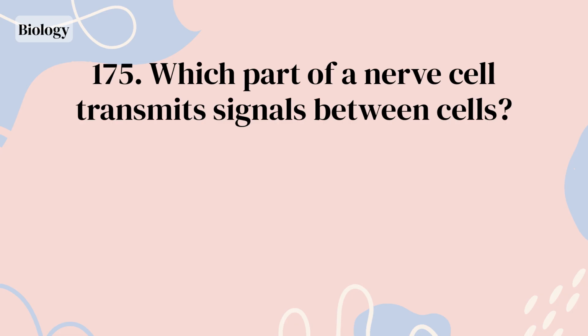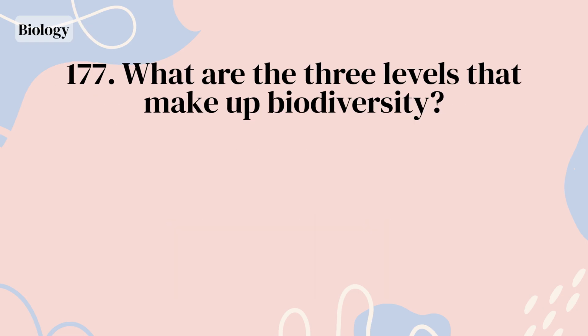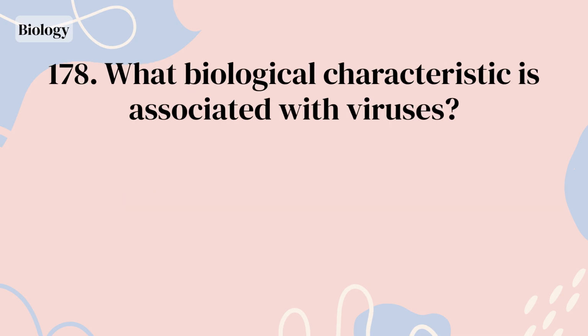Which part of a nerve cell transmits signals between cells? Synapse. Which type of chemical bond is formed when two atoms share electrons? Covalent bond. What are the three levels that make up biodiversity? Genes, species, and ecosystems. What biological characteristic is associated with viruses?